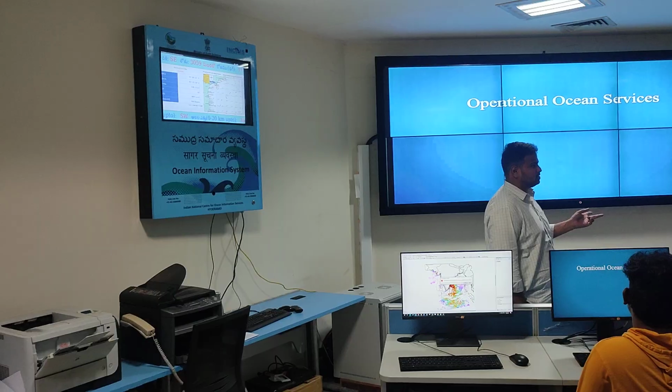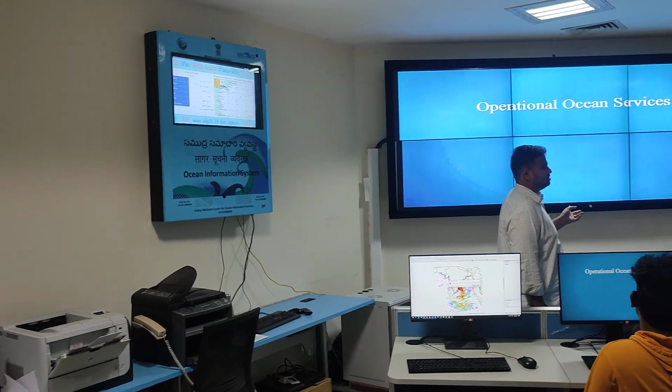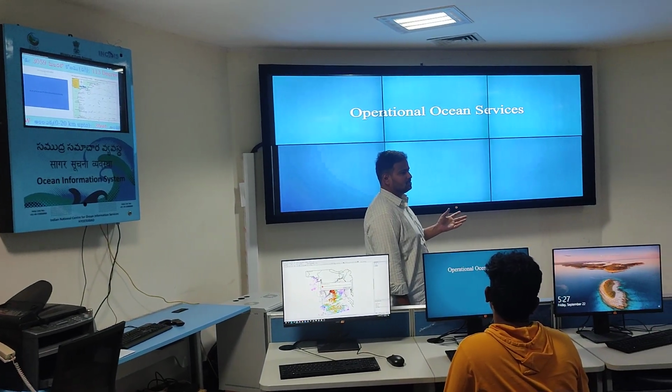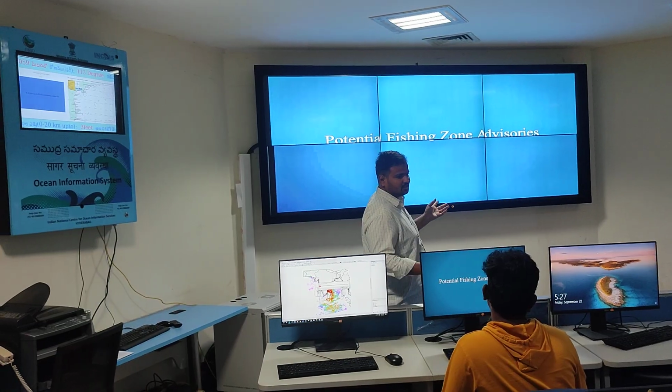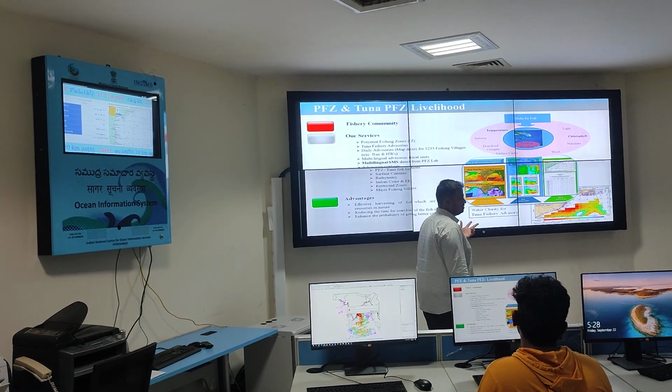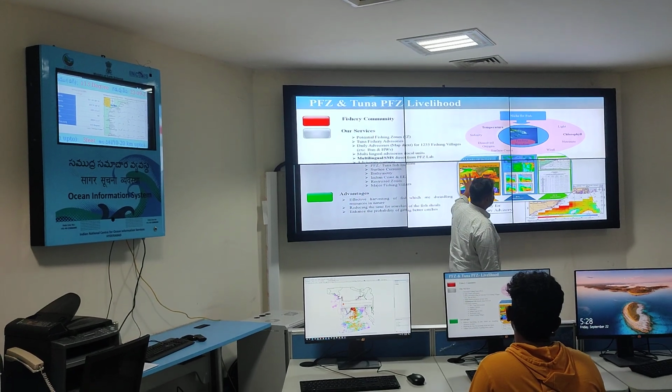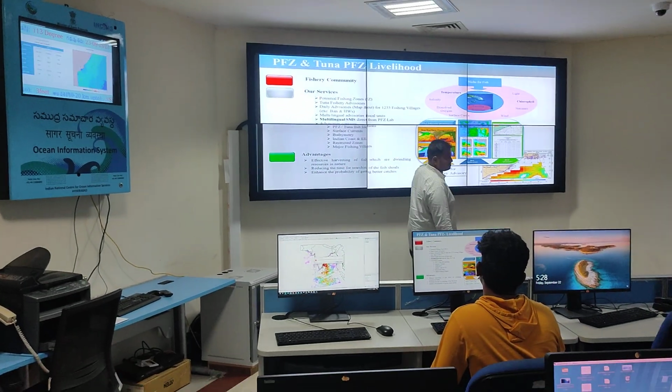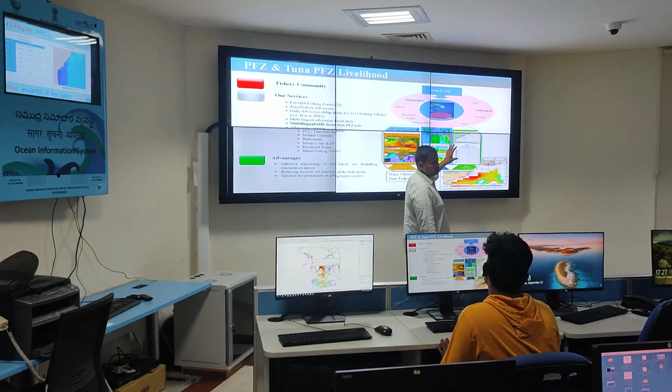There are two services here: one is the Potential Fishing Zone service and the other is the ocean state forecast. In the potential fishing zone service, daily we receive SST and chlorophyll data. We process this data and demarcate the potential PFZ zones.